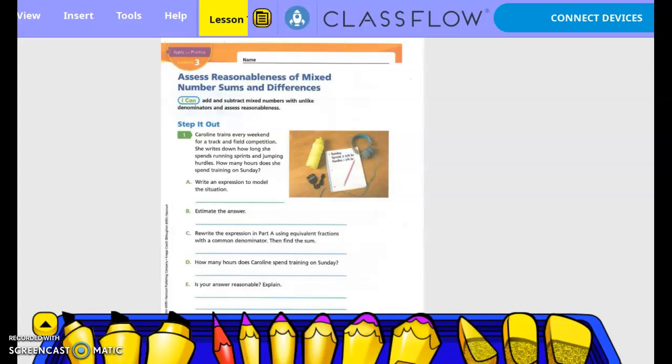Or Sunday, sorry. So looking over here, probably a better picture on your paper than on my copy paper. For sprint, she does how long? 2 and 2 fifths of an hour, and then 1 and 1/4 for hurdles. So what would our expression be? 2 and 2 fifths plus 1 and 1/4. So they want us to estimate our answer.